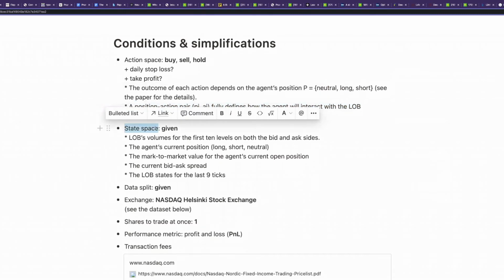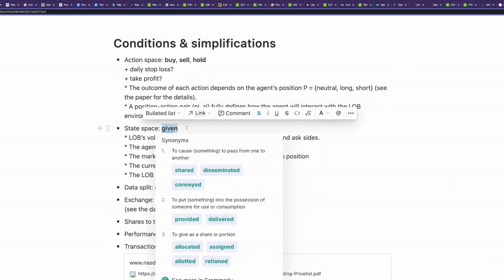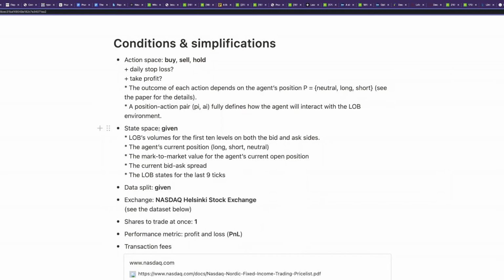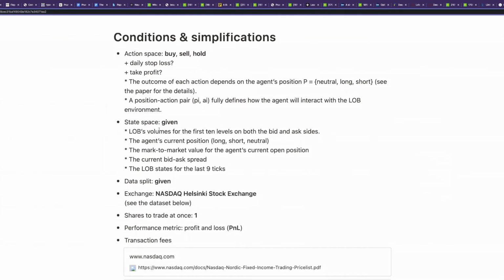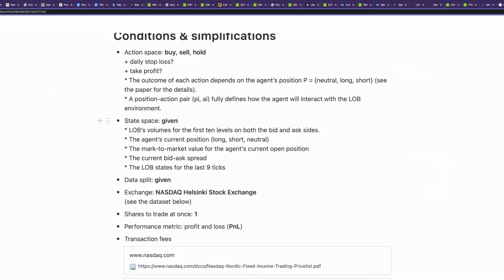State space, as you know, is the state of the environment at some particular point in time. The good news is that the state space is given in the data set. It is also described in the paper, which I will talk about later, as well as results. You can experiment with different features, adding or removing them. But briefly, a state space contains volumes and prices for the limit order book for the first 10 levels on both bid and ask sides. I will explain what that is soon.